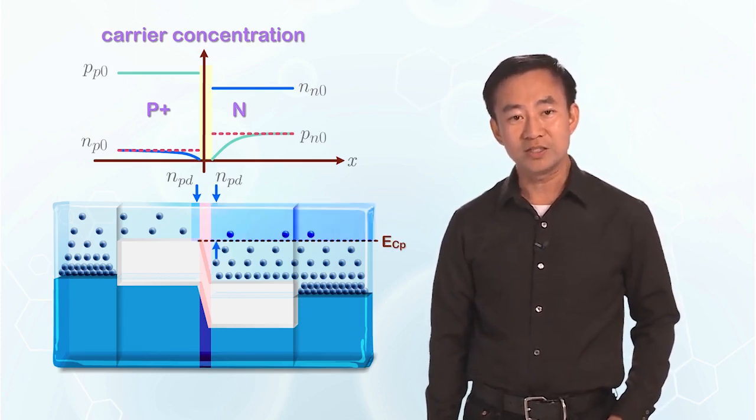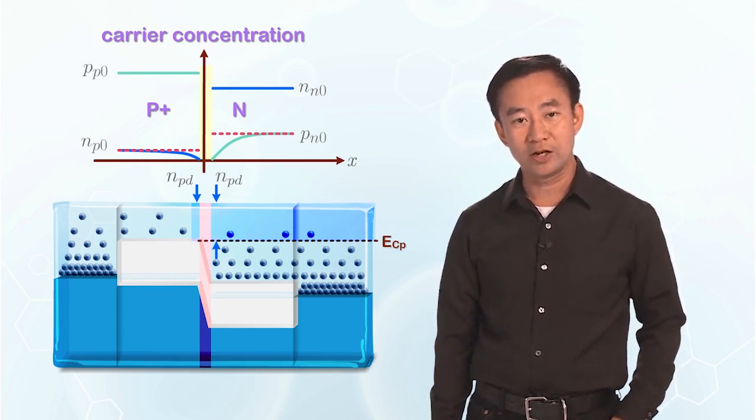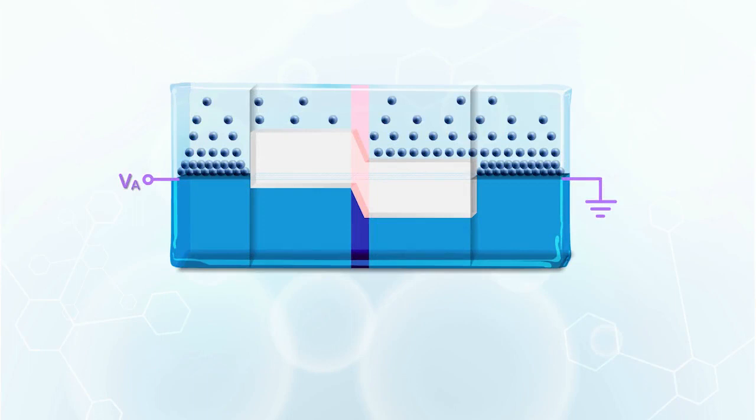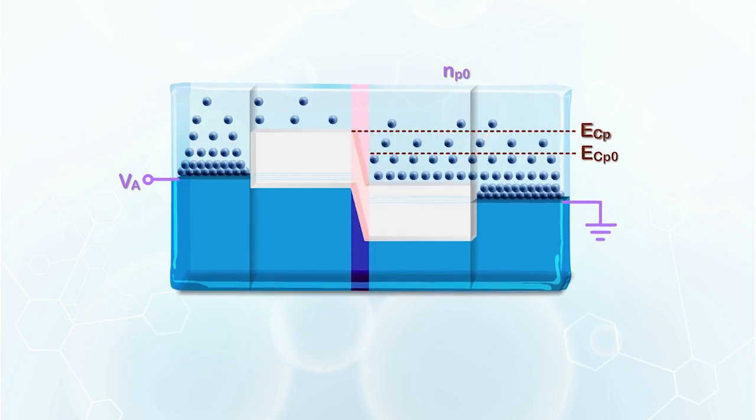This argument is reasonable because carrier concentration cannot have abrupt change over a small distance, and we assume the depletion region is very narrow. If you recall that at thermal equilibrium, ECP is equal to ECP0, and the number of electrons above it is just NP0. Now, the Fermi level is lowered by VA. And in the second week of this course, you learned how to calculate the carrier concentration relative to the original one when the Fermi level is shifted.